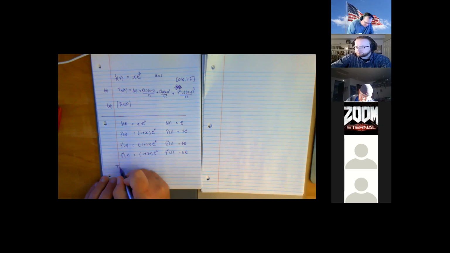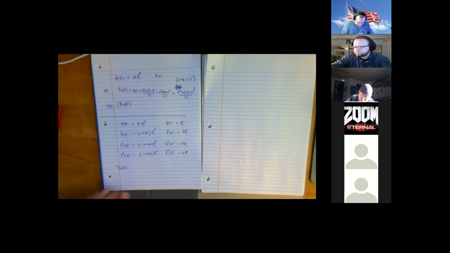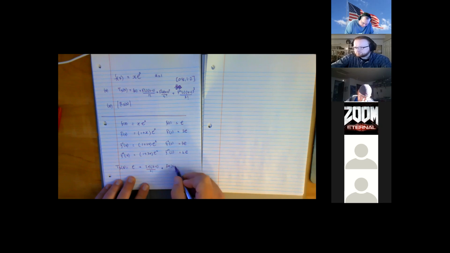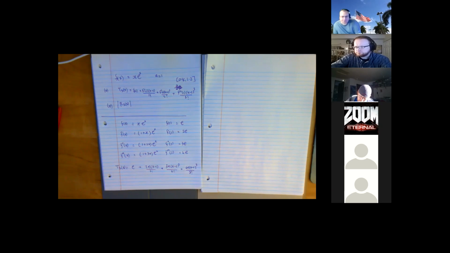Now you put that package together and you get f of 1, which is e, plus f dashed 1, x minus 1 over 1 factorial. The second derivative at 1, x minus 1 squared over 2 factorial. And the third derivative at 1, which is this fella, x minus 1 cubed over 3 factorial.